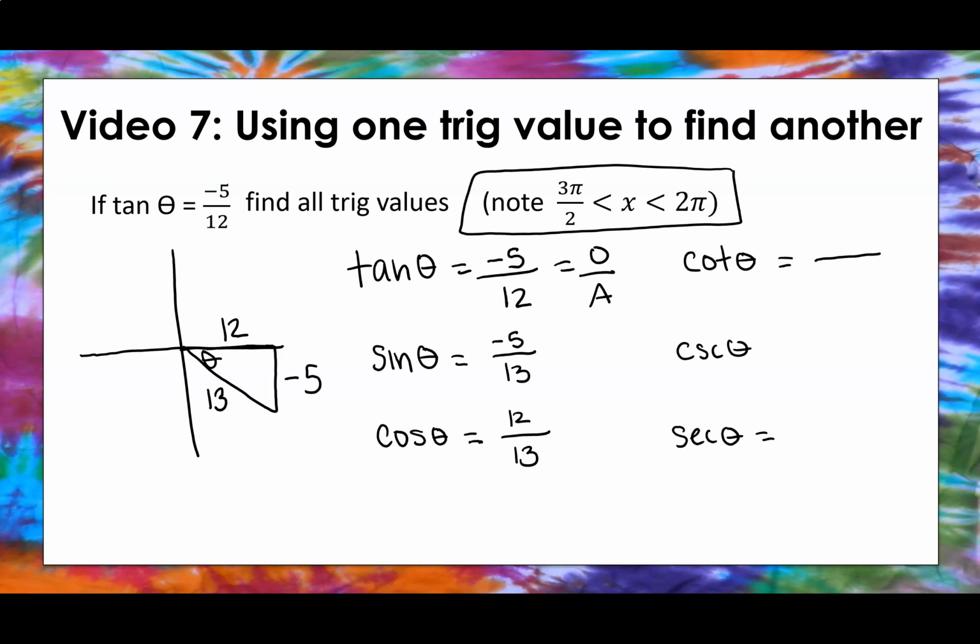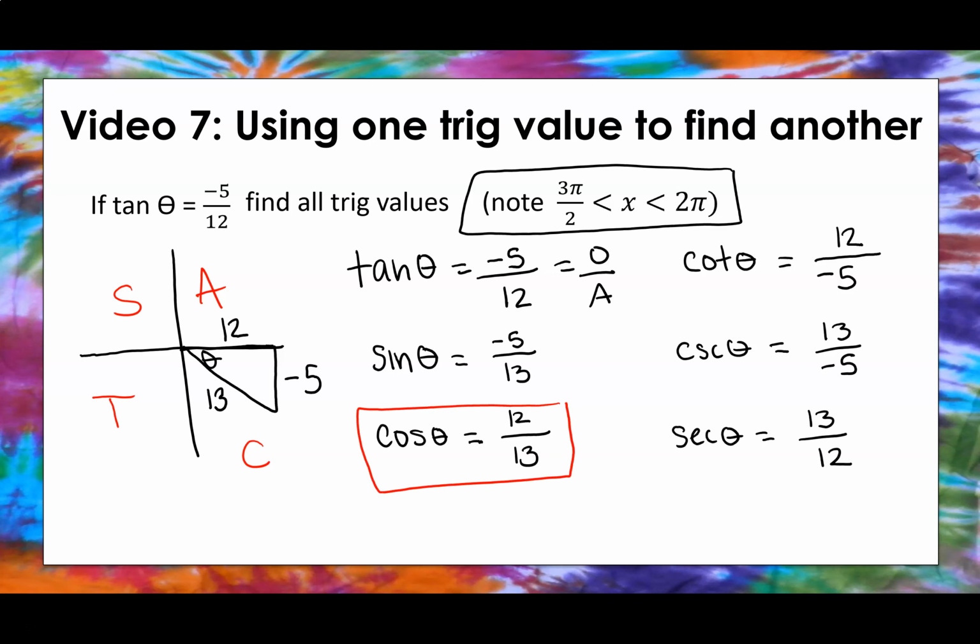Cotangent is going to be the reciprocal of my tangent. So I'm just going to write that. You can see here what my tangent is. So I take the reciprocal of that and get 12 over -5. You can put the negative anywhere you'd like. And then here we've got a 13 over -5, and here we've got a 13 over 12. Let's make sure that our signs make sense. All students take calculus. The only thing that should be positive here is my cosine, and likewise the reciprocal of my cosine as well.